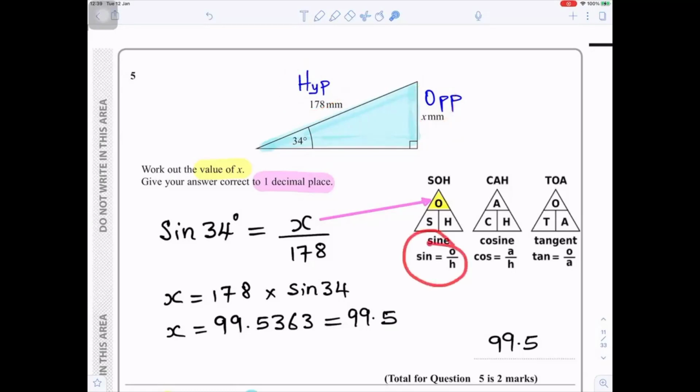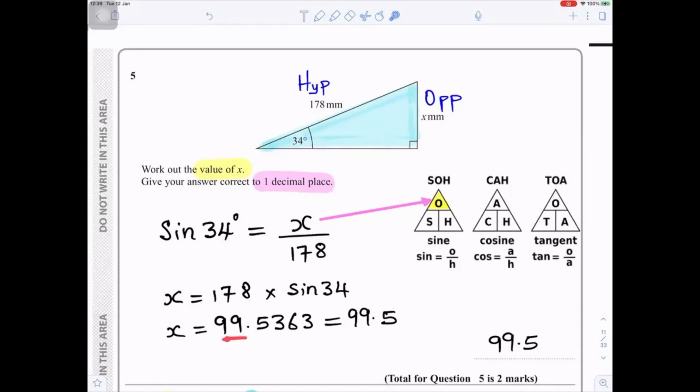And that is sine. And since we want to find opposite, I've colored opposite in yellow. So if you cover it with your finger, the opposite is given by sine times hypotenuse. So if you write sine 34 degrees is x divided by 178 millimeters, the opposite is sine of 34 degrees times the hypotenuse. And when you multiply that, it gives you 99.5 to 1 decimal place.